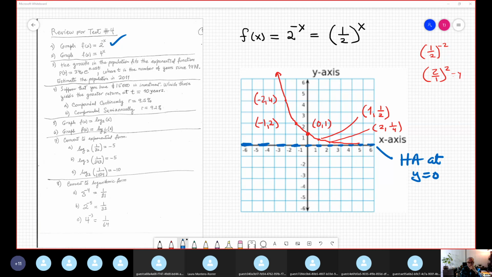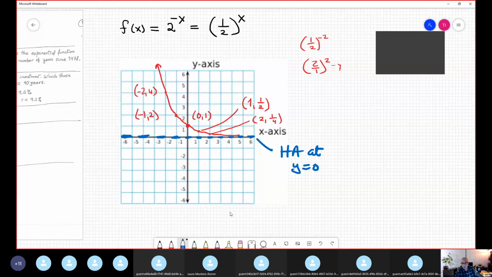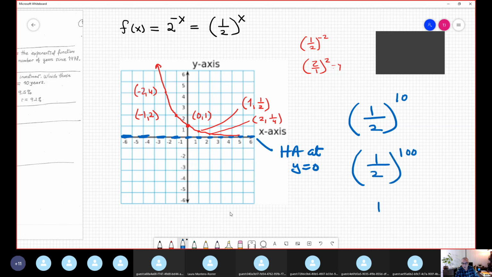Regardless. Why horizontal? Because... okay, let me try to explain. Suppose any exponential, this one or any exponential. Suppose the x value is increasing. Suppose 1/2 raised to the x, and I want to increase the x value. Suppose x equals 10, x equals 100, x equals 1000. Let's see what happens when you are doing this.